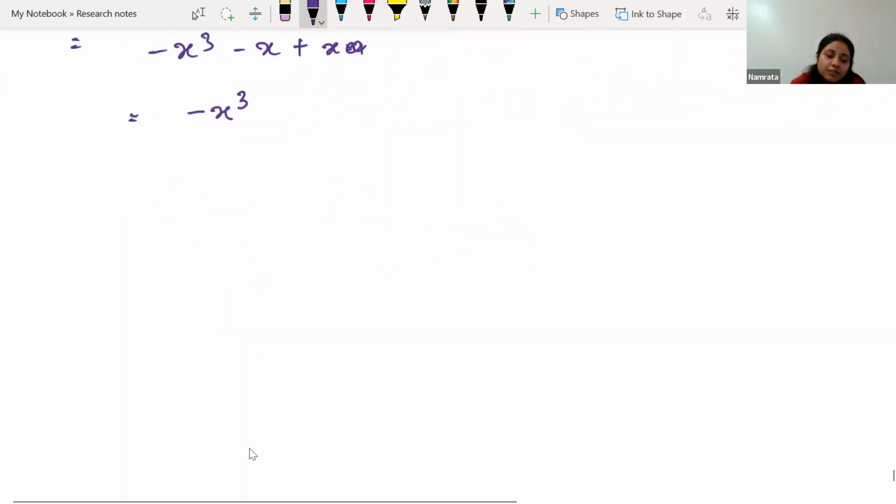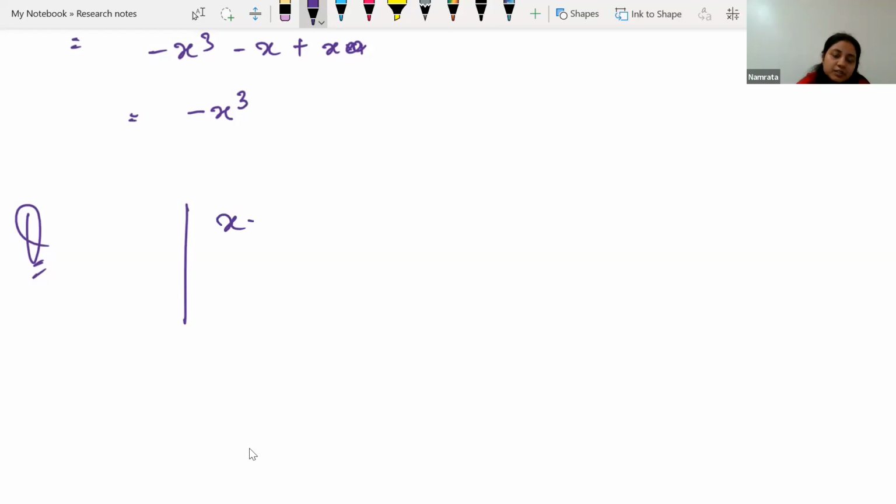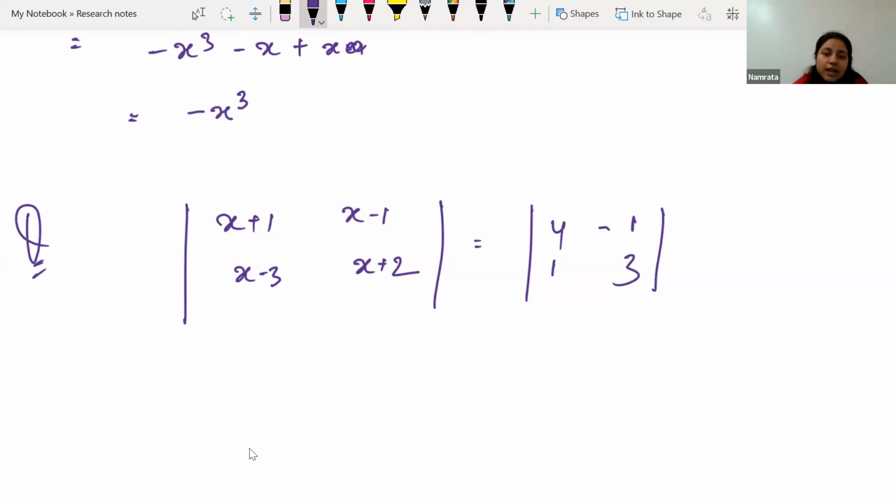Now suppose we have a question like this: x plus 1 over here, x minus 3 over here, x minus 1 here, and x plus 2 here. And on the other side, we have 4, 1, negative 1, 3. Then we have to find the value of x.